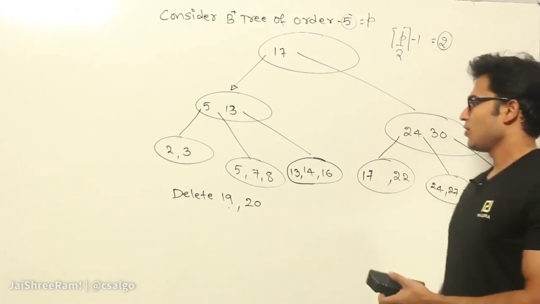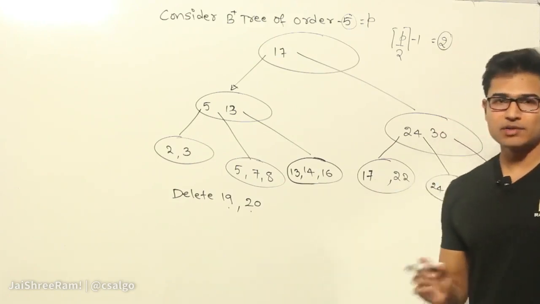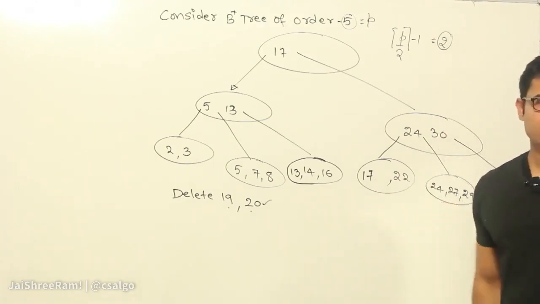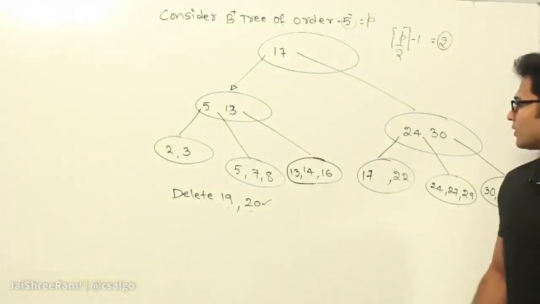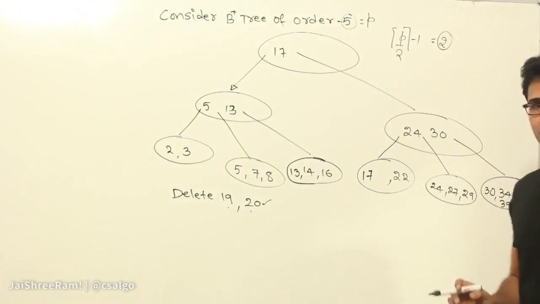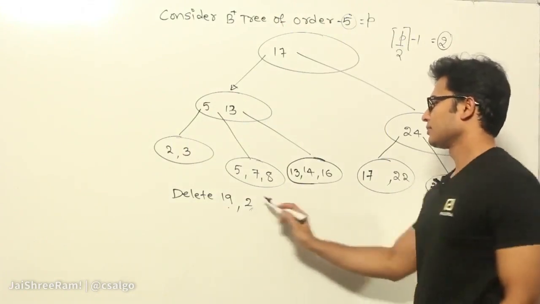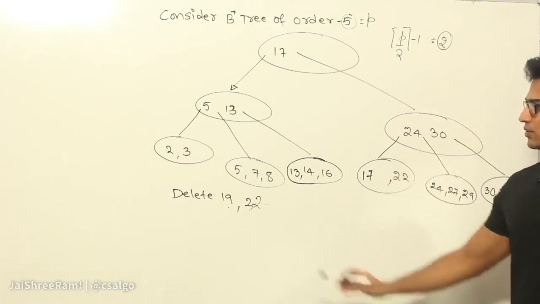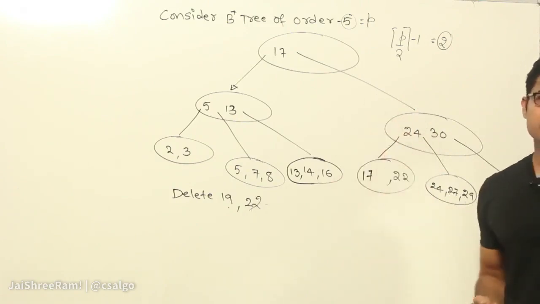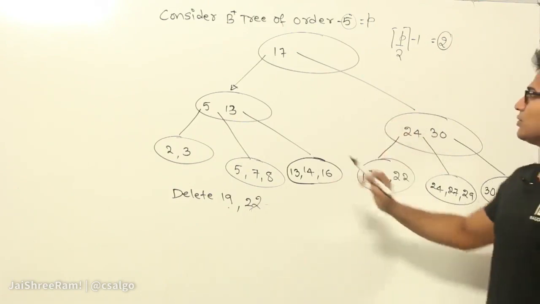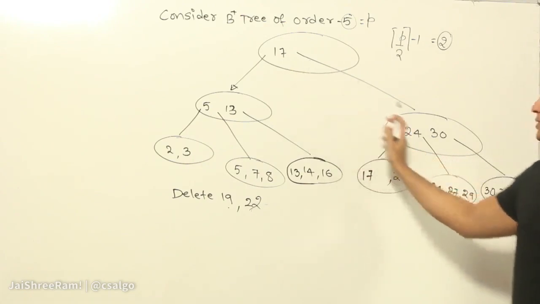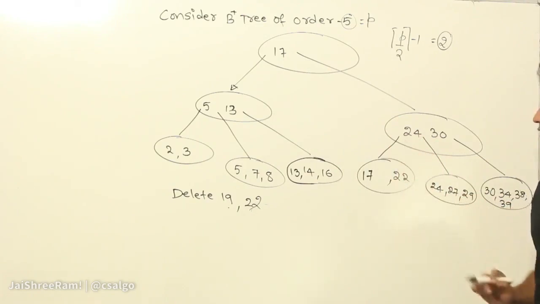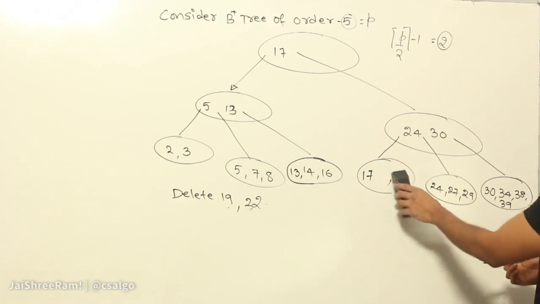Next one is delete 20. Again we follow the same procedure: search for the leaf which is supposed to contain 20. Since 20 is not present there, it will just show that it is not present. So let me instead delete 22. 22 is greater than 17, so go to the right subtree, and 22 is less than 24, therefore go to the left subtree. Yes, now you are here. Now you are going to delete 22.